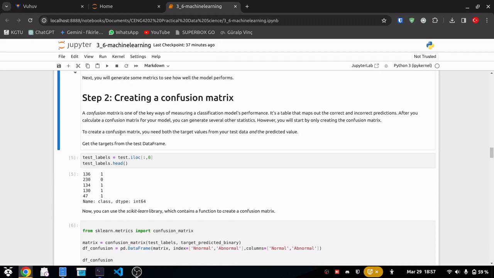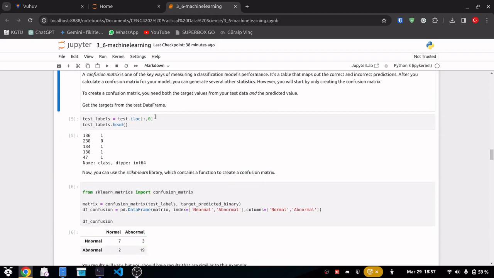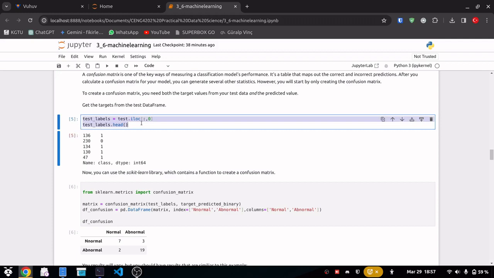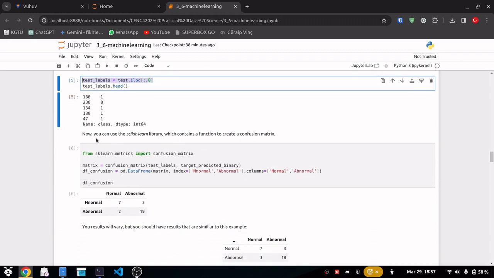To construct a confusion matrix, you need both the target values from your test and predicted values. Get the targets from the test data frame. So we are getting the test target values. These are the actual values and test labels.